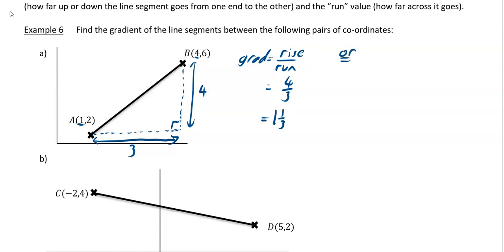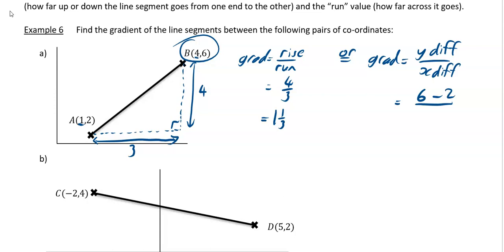Or I'm going to say my gradient is equal to, and this is the way I prefer to do it, to be honest, y difference over my x difference. So in this case, my y values, I'm going to start with my b. So my y value of b is 6. My y value of a is 2. My x value of b is 4. My x value of a is 1. So that becomes 4 over 3, which again is 1 1/3.